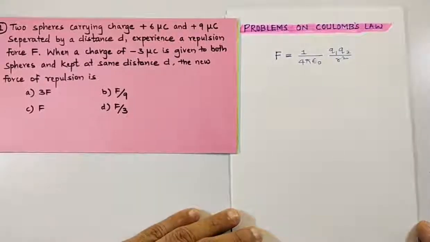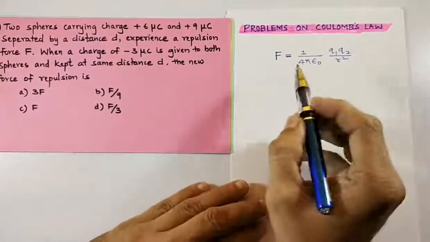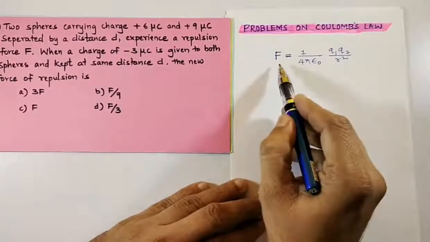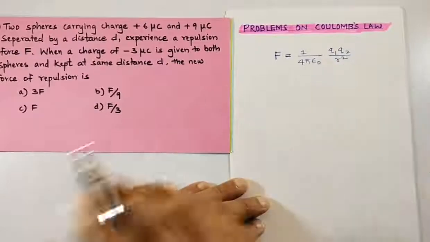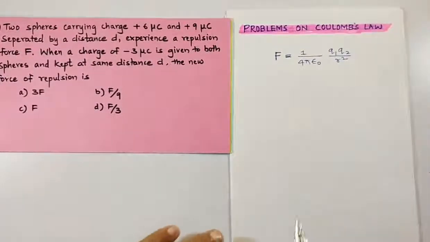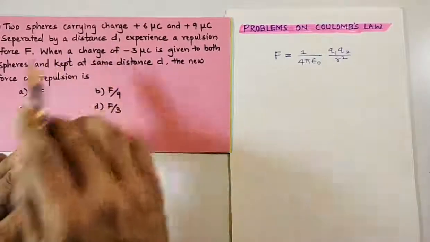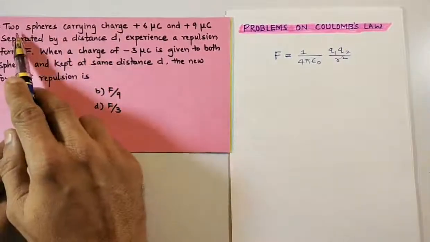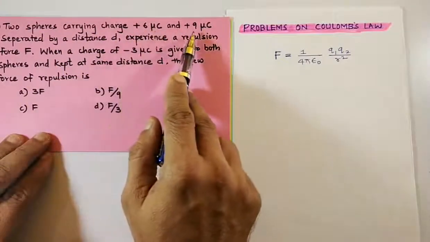Hello students. So today we'll see a few problems based on Coulomb's law. So you know the formula of Coulomb's law, that is F is equal to 1 by 4 pi epsilon naught Q1 into Q2 by R square, where Q1 and Q2 are two charges and R is the distance between those two charges.